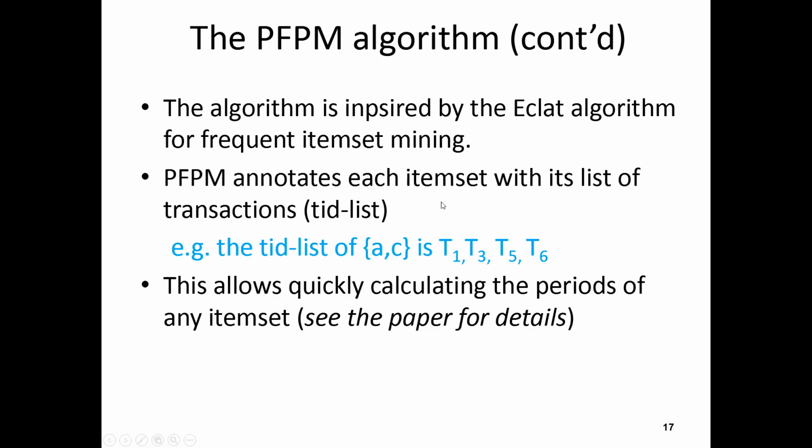In the ECLAT algorithm, each pattern, like an item set like AC, will have a structure we call the TID list. That means the list of transactions that contain AC. So what is interesting is, if we have this list, like AC appearing in T1, T3, T5, T6, we can quickly calculate all the periods of the pattern AC. Then we can calculate our periodicity measure. So it's very useful to change the ECLAT algorithm because the structure we use, the TID list, is very good for calculating the periodicity. Again, I will not talk about this in detail. You can see it in the paper.